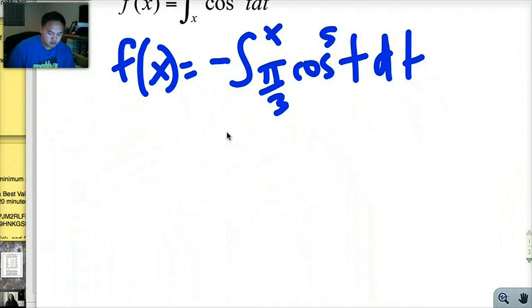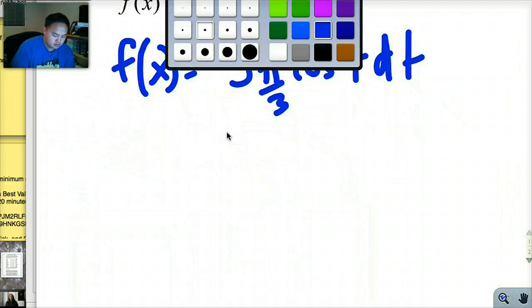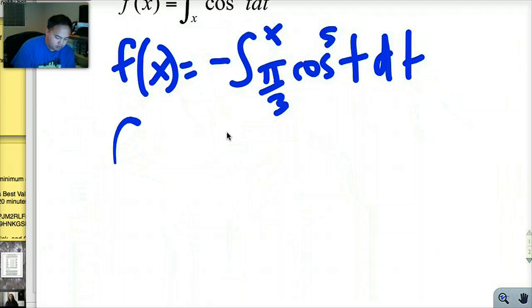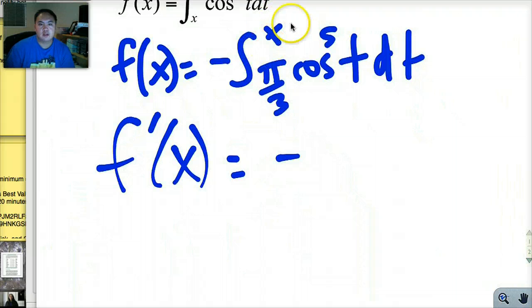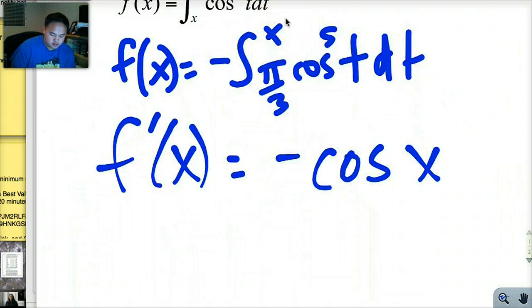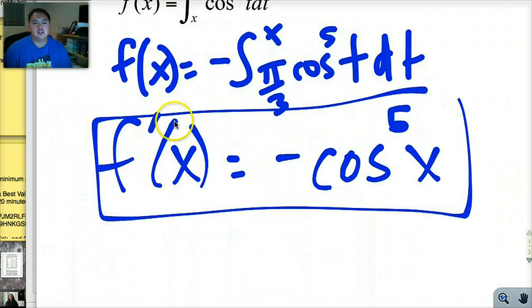Now what I'm going to do is apply the formula. So f prime of x is equal to, I have to have that negative, and then I'm just going to plug in the x, or the variable that was up here. The answer is cosine x to the 5th power. And there's no plus c because, as you notice, I'm taking the derivative, not the antiderivative.